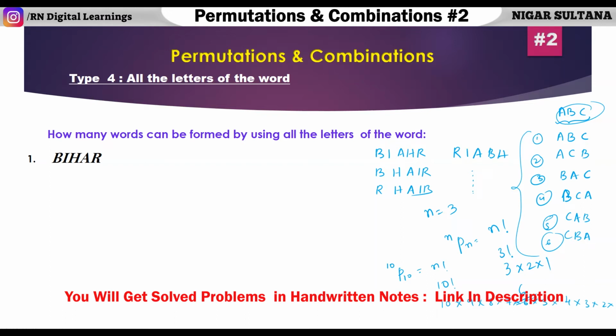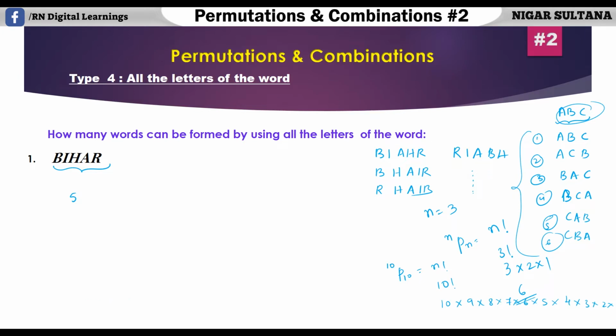How many letters do we have in this word? We have 5. Yes. So the word Bihar contains 5 different letters. The case is different if we have different letters, and if we have some repeated letters the case will be different. I'll teach you that in the next question. Now there are totally 5 letters in this word.